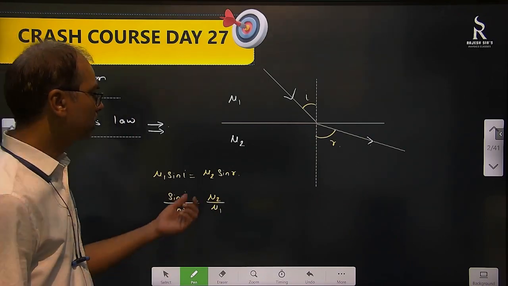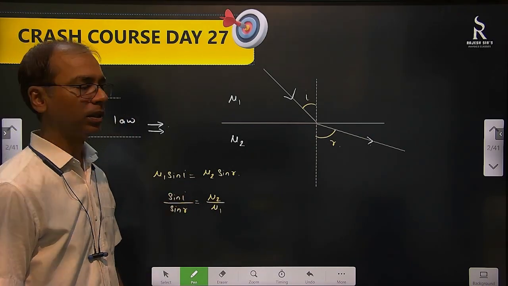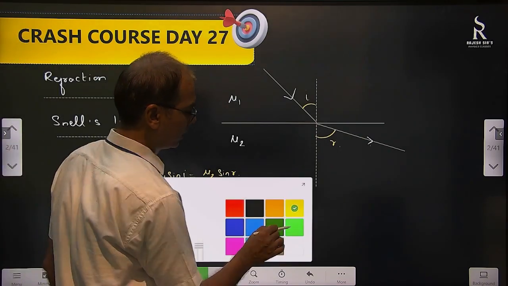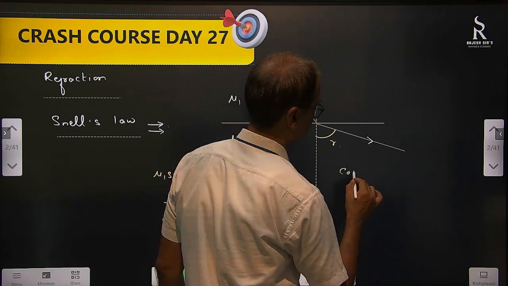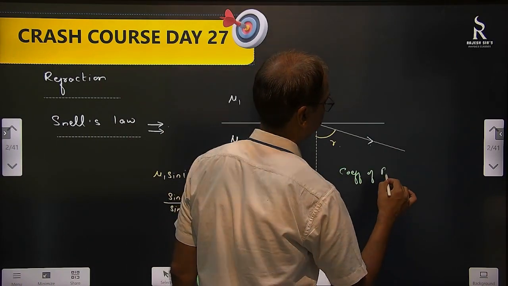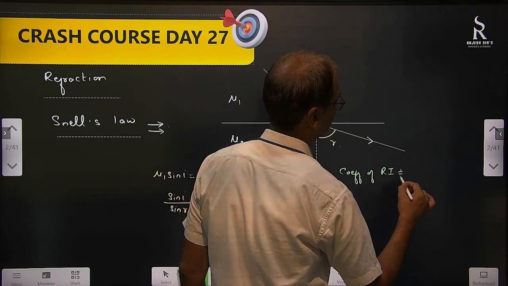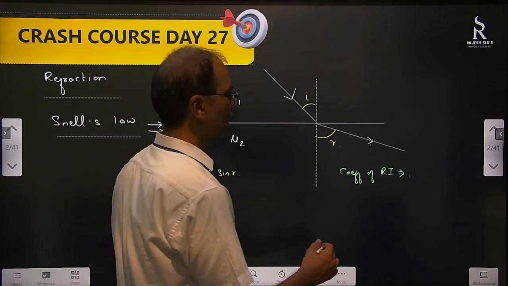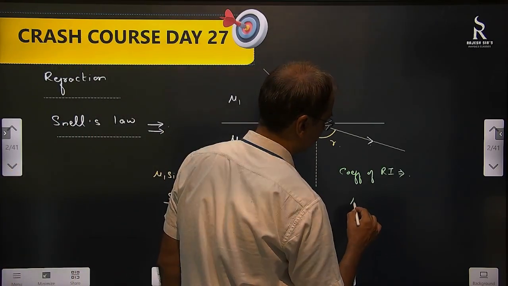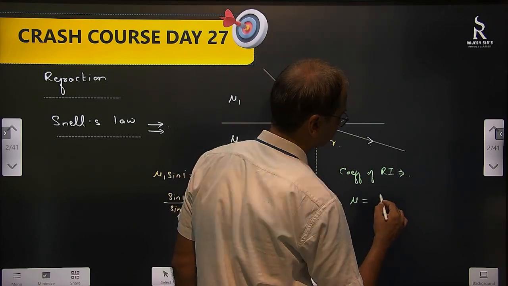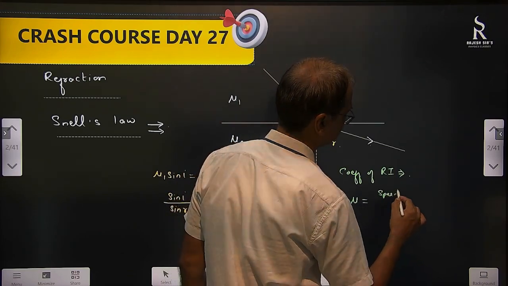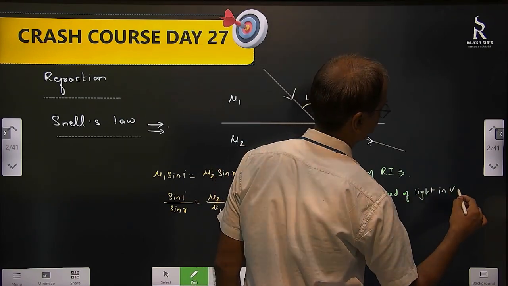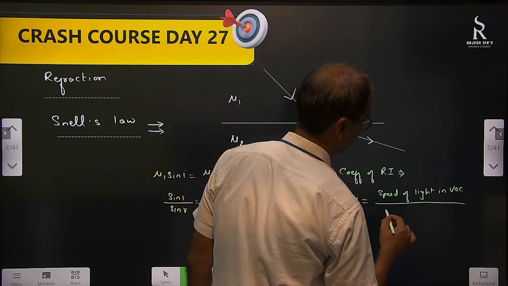Now the question comes, what are this mu1 and mu2, which we are calling the coefficient of refractive index? Here we are going to see the coefficient of refractive index, which we represent with mu. This mu is defined as the ratio of the speed of light in vacuum to the speed of light in the medium.